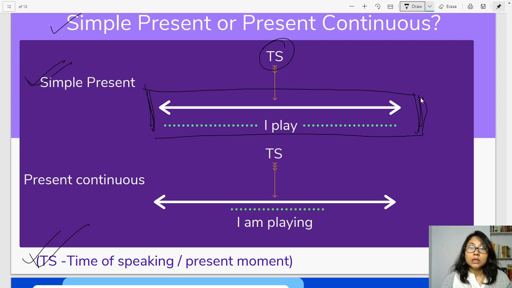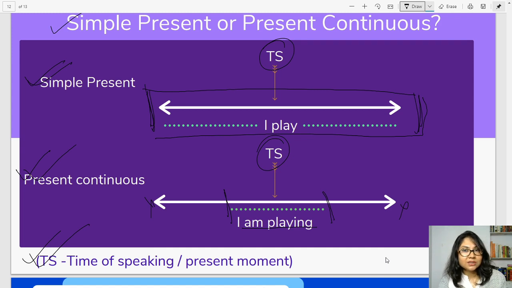I play. Now, when I'm saying present continuous, look at the time of speaking. Only this particular time. I am playing. That is, I am playing now. It's not like I'm playing and playing and playing and playing. Okay, I'm playing now. Only this portion of time. Particular time, not the whole time. So you see the difference? Great. Now let's move on.